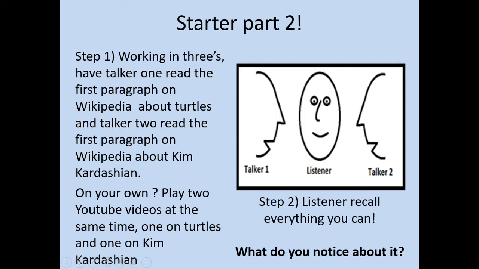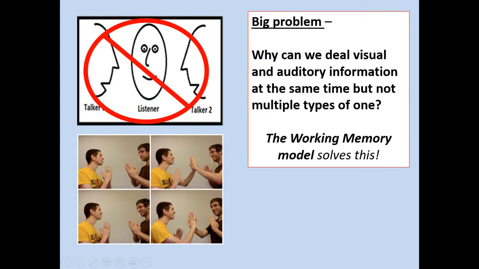Okay, so hopefully you found that really hard, and when you tried to recall the information, you actually really struggled, because to be honest, most people do. And there's 2 points I want to make here. Firstly, that you can't process more than one stream of one type of information in your brain at a time, but you can process 2 streams of information if they're different types of information.